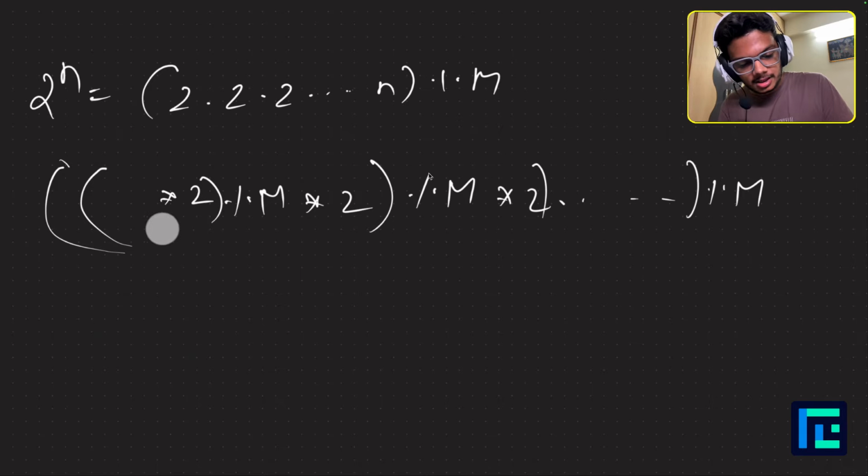So effectively, to calculate 2 power n, you can just multiply 2 into 2, then take mod, then multiply with 2 and again take mod.